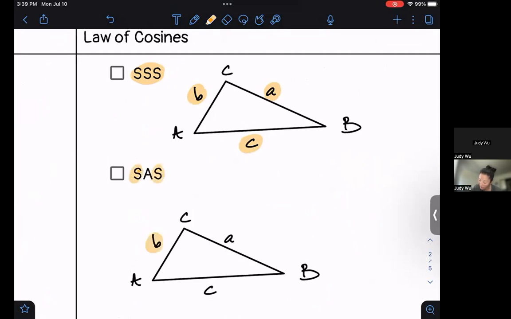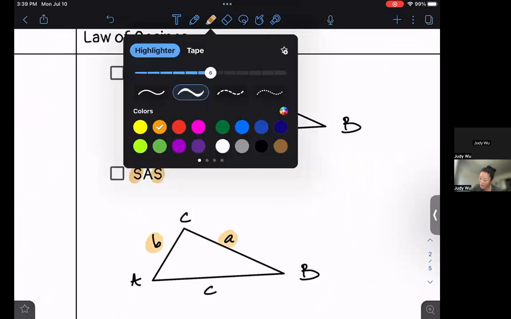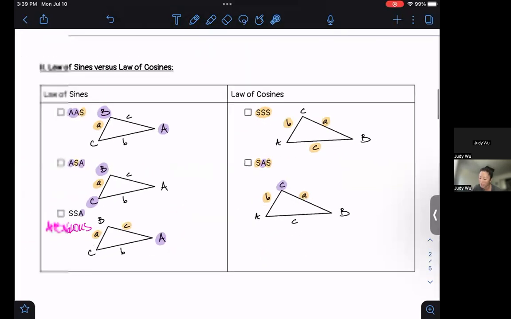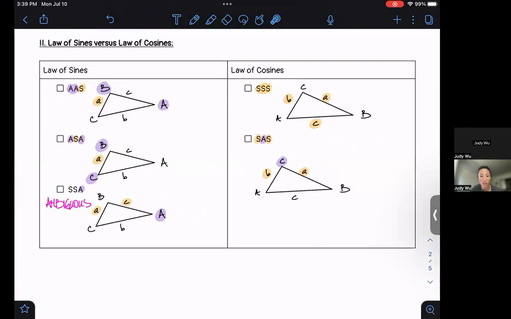So let's say we have B and A, and then we have the angle that is in between them. So it might be side, angle, side. As long as that angle is in between them, then we can use our law of cosine. All right, so let's now jump into the examples. We're going to do one for side, side, side, and one for side, angle, side.